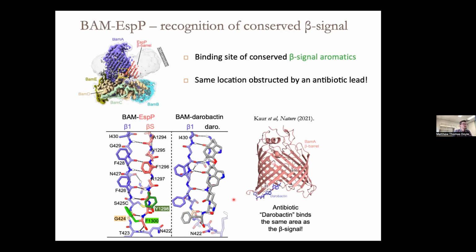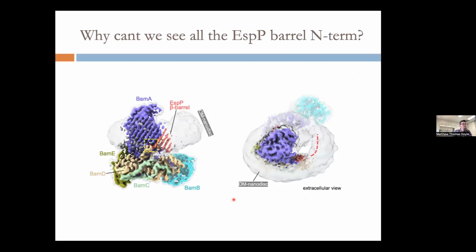All right. So I think these fundamental insights are really telling us how we're going to target BAM to develop new broad spectrum antibiotics against gram-negatives. But wait a sec. We can see a few strands of ESPP, but where the hell's the rest of it? ESPP has 12 strands. It should be there somewhere.